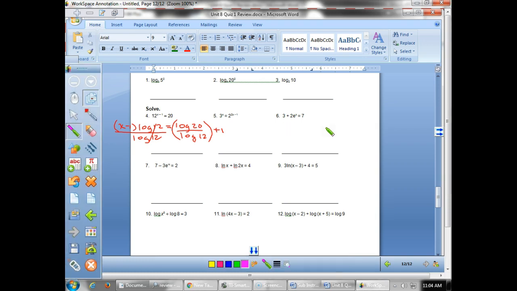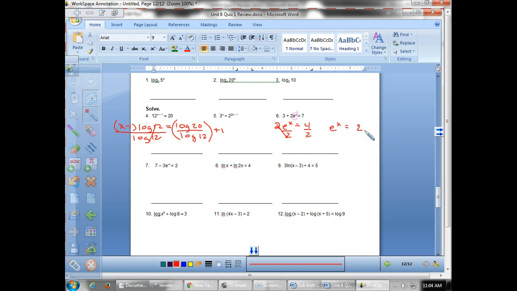Number 6 is a little bit more involved. What do you have to do when you have an exponential and you want to take the log of both sides? You have to isolate the base with the exponent, which is your power. So I would subtract 3, so I end up with 2e to the x is equal to 4. Then divide by 2, divide by 2, e to the x is equal to 2.